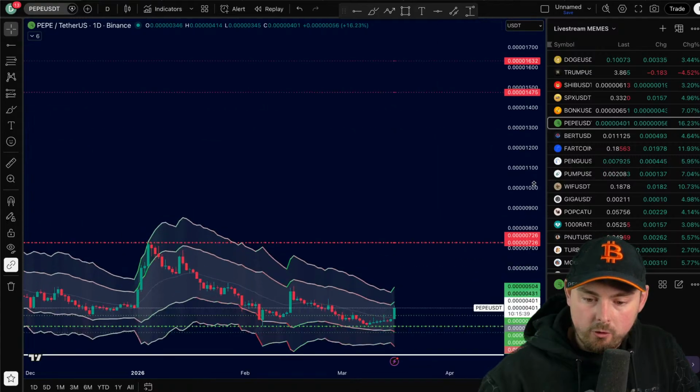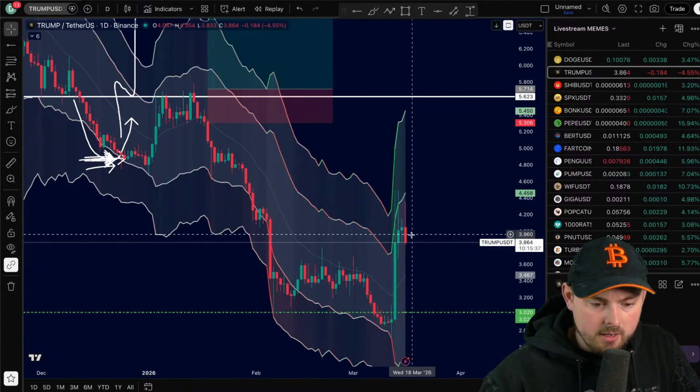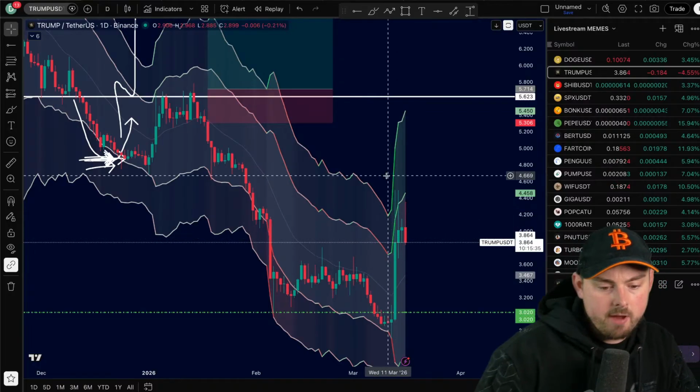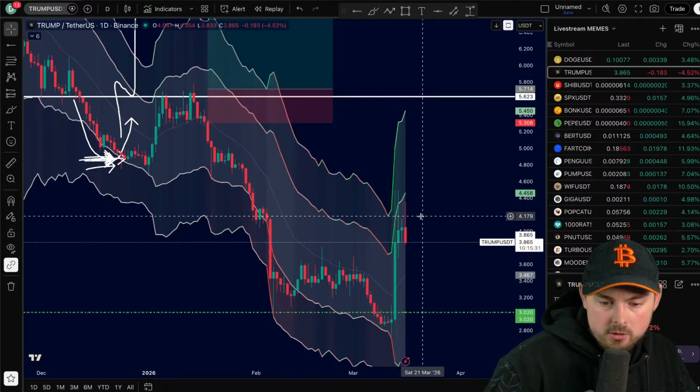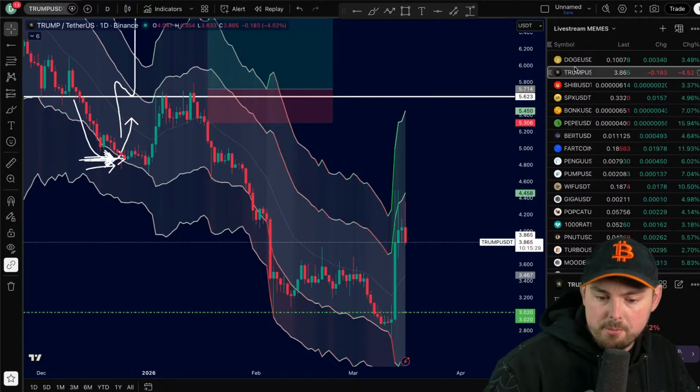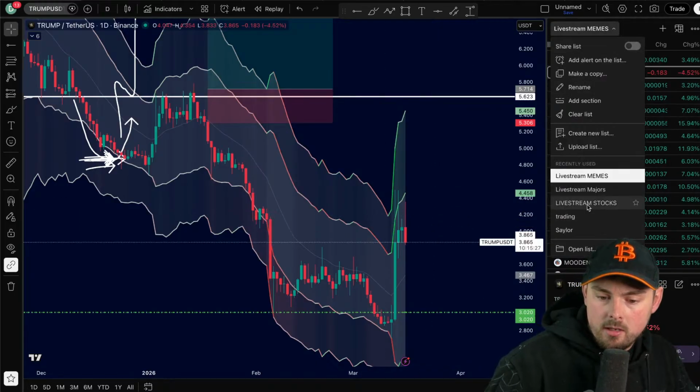Trump actually minus 4.5%. This got a crazy move though, didn't it? This basically just got a crazy move before everything else. You can see that it's kind of looking like it's reached a point of no follow through momentum for the meantime. Let's have a look at stocks.